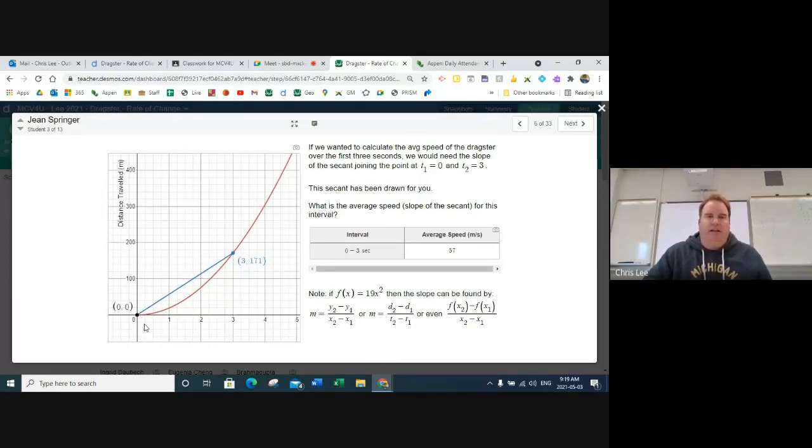57 meters per second isn't really a great representation of how fast the dragster is going throughout this first 3 seconds. The secant here, the blue line, is way too steep to represent the steepness at the beginning because the graph is much shallower. Okay, so 57 is way too high. But at the end, the graph, the red line, is definitely going steeper. And so this blue graph is not steep enough. So this large secant is not a great representation of what's actually the speed at the 3 second mark.